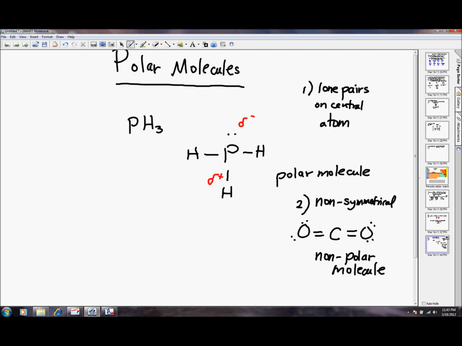Okay, so when you are looking at these, you will need to look for two things. You need to look for the central atom having lone pairs. That means yes, it's polar. Or if it's not a symmetrical molecule, that also means yes, it's polar. So polar molecules have a lone pair or they are not symmetrical. Now be really careful. I'm going to do one more example for you that tends to be kind of tricky. That's H2O. So in this case we've got O.